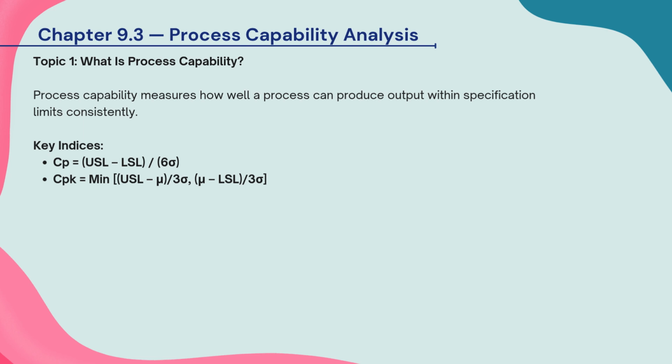Process capability tells us how well a process can consistently meet specification limits. CP and CPK are the key indices. CP measures potential capability, while CPK accounts for centering. If CP is below 1, the process is not capable. Values above 1.33 indicate a capable process, and CP of 2 or more is considered world-class.